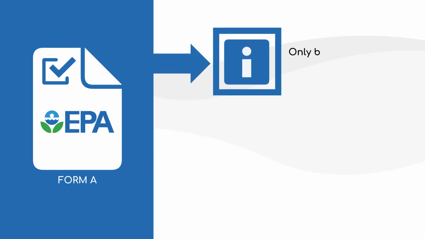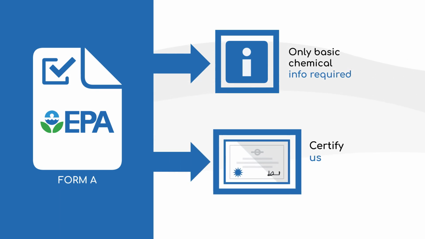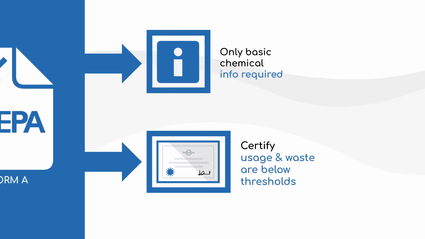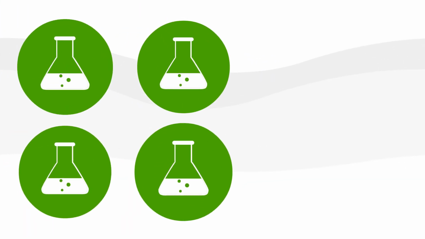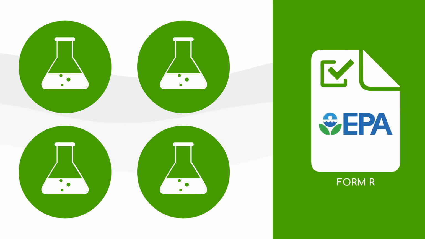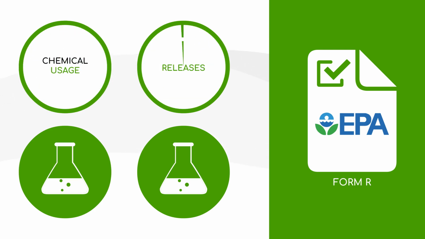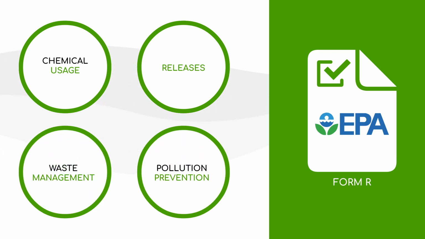The streamlined Form A only requires basic chemical identification information and your certification that the usage and waste management are below the required values. For all chemicals that do not meet those requirements, you must complete a Form R. This more detailed form includes data covering chemical usage, releases, waste management, and pollution prevention.